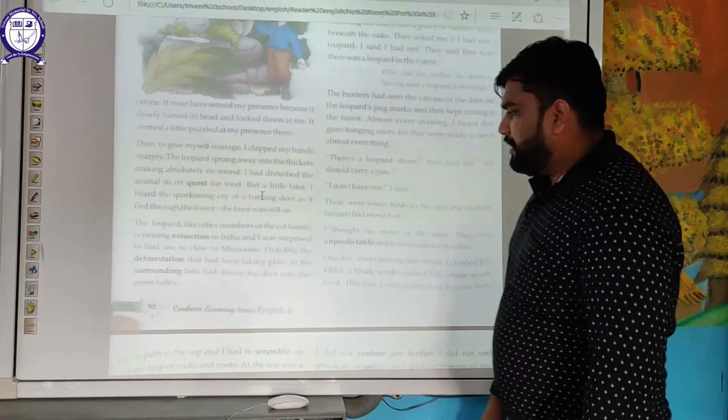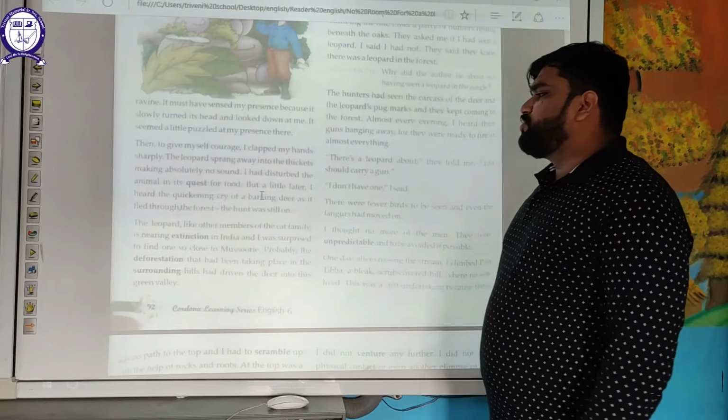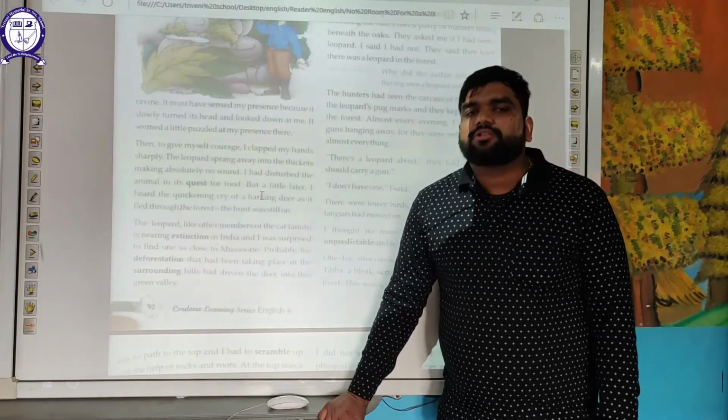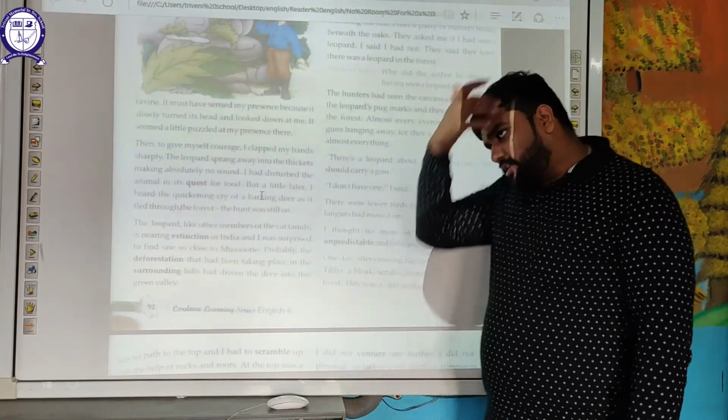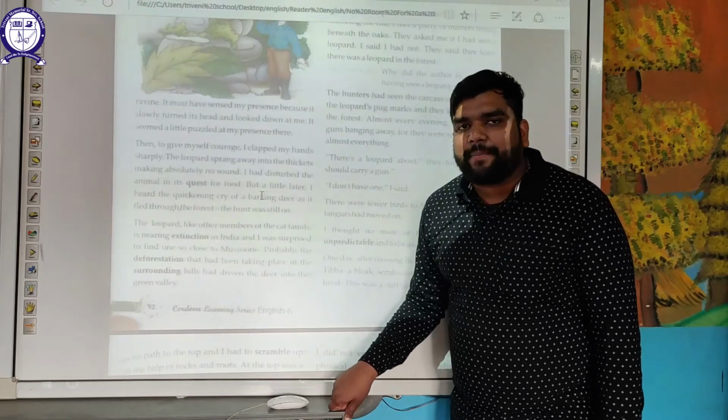The leopard, like other members of the cat family, is nearing extinction in India, and I was surprised to find one so close to Missouri. The leopard is on the verge of being extinct, so the writer was very much surprised to see a leopard in Missouri.